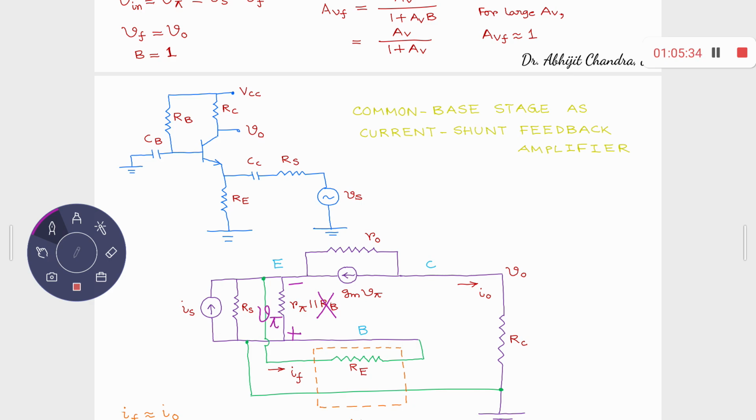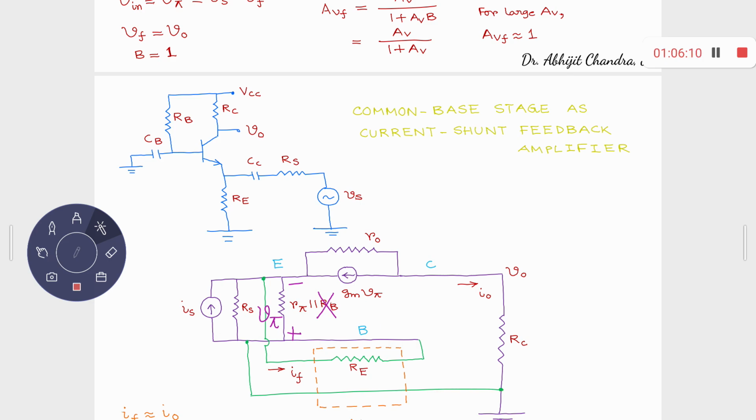Right. What else? I need to connect RE. How to connect RE? RE is there between emitter and the ground. So this is the emitter terminal, and from emitter to ground. Ground is base, so I can connect like this. Right? What about RC? RC is there between collector and the AC ground. This is the collector terminal, this is AC ground. Suppose this is my ground terminal. Right? RC is connected like this.